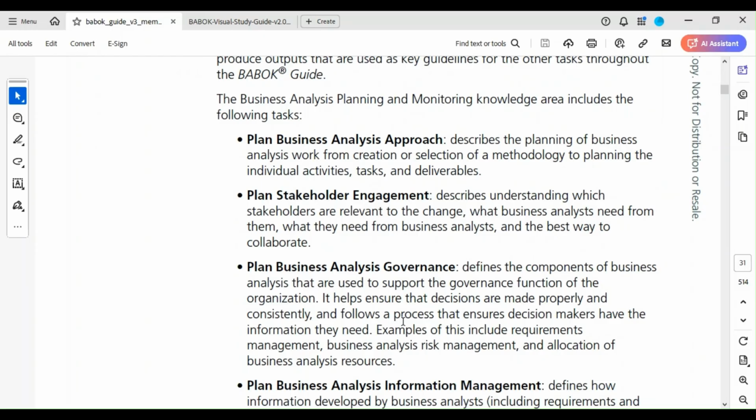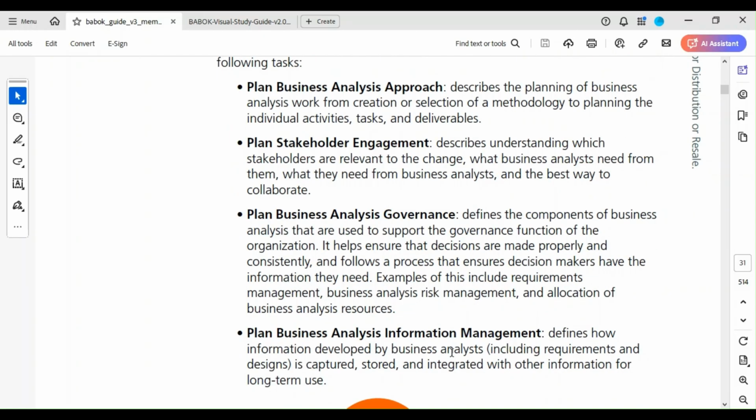Then plan stakeholder engagement, just like it sounds, describes understanding which stakeholders are relevant to the change. So you want to describe who would be important to this change, what business analysts need from them, and what they need from business analysts. What are the requirements, what do they expect from you, and the best way to collaborate, the best way to bring them together.